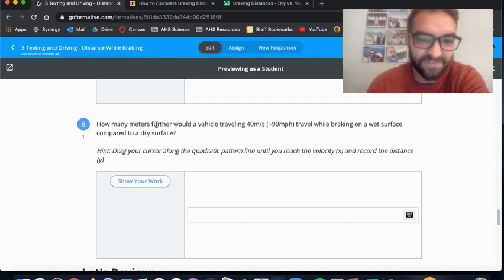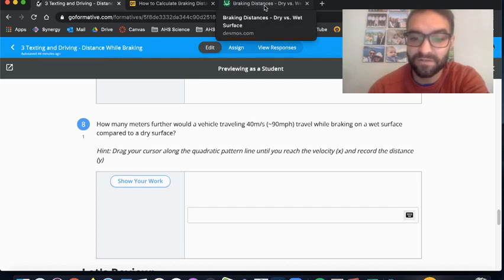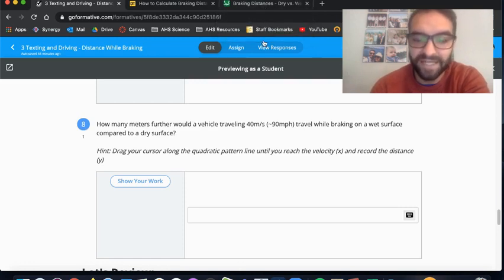Sorry, let me read this. How many meters further would a vehicle traveling 40 meters per second travel while braking on a wet surface compared to a dry surface? Thinking about that scenario, 40 meters per second is roughly 90 miles per hour. If you had a vehicle on a dry road going 90 miles per hour and brake versus a wet road going 90 miles per hour and braking, what would be that difference? The little hint here: drag your cursor along the quadratic pattern until you reach the velocity x, and then record the distance here.